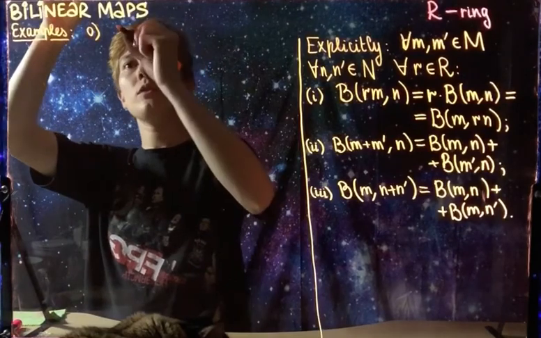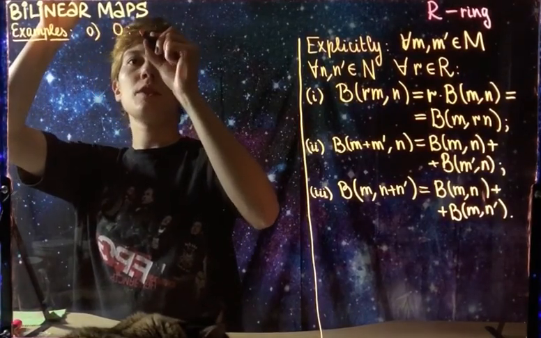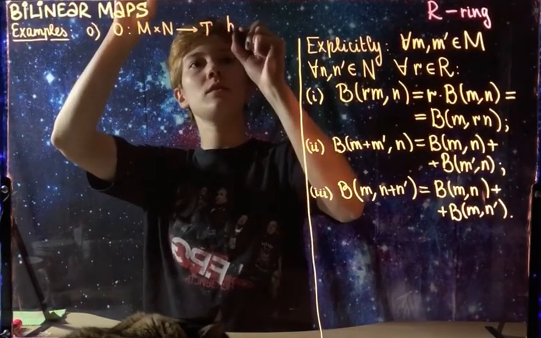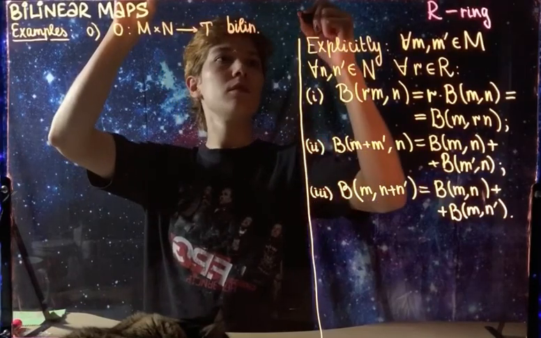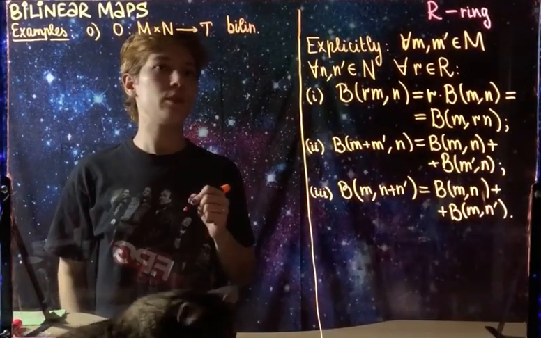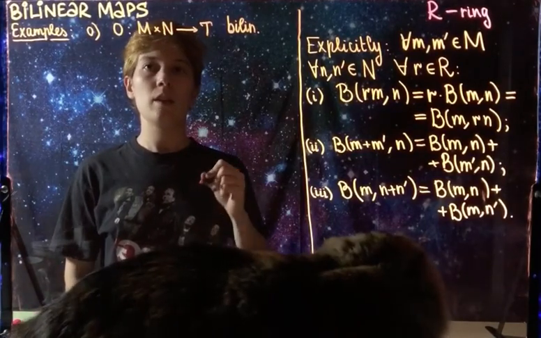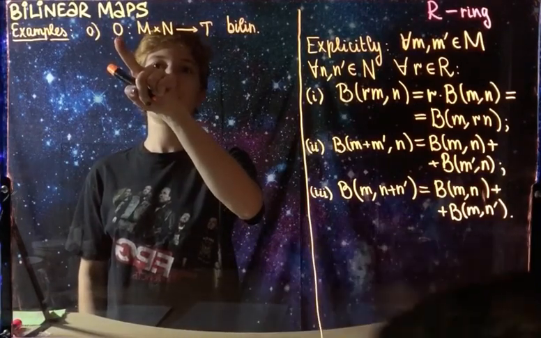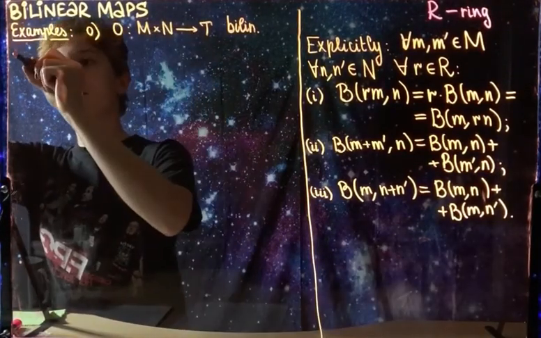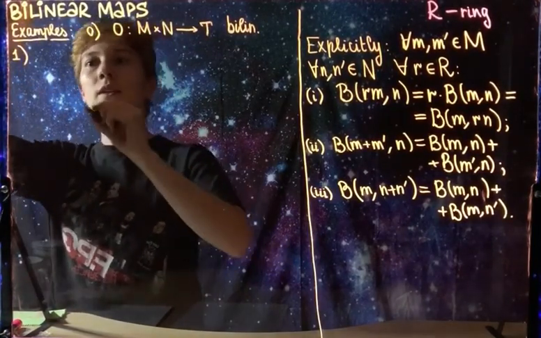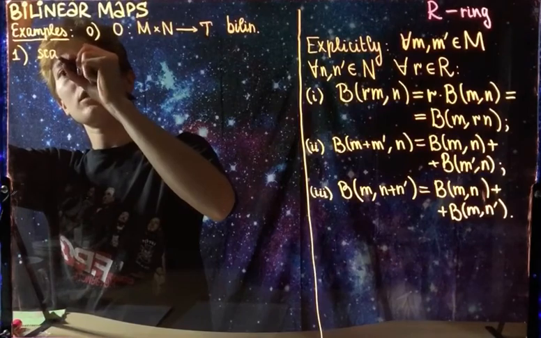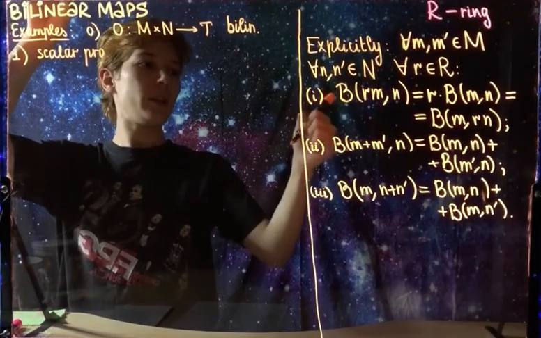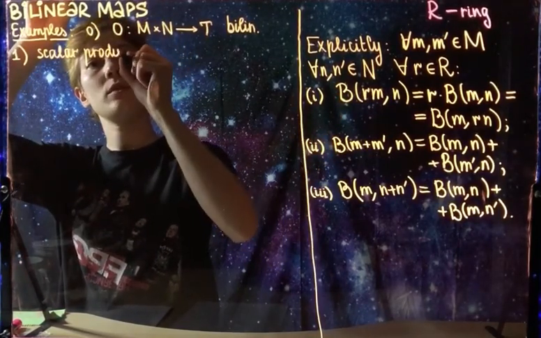So the 0th example, the zero map from M cross N to T is always bilinear. By now you should have already become experts in zero examples, and you should see that zero is trivially bilinear. Then I already mentioned that scalar product is an example. In fact, we modeled bilinear maps after this example.